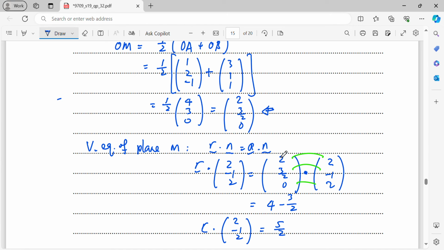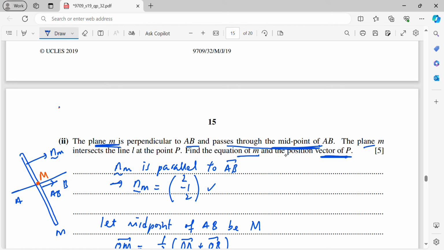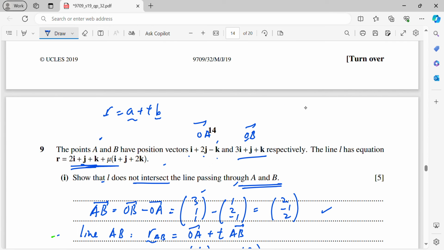Okay, this is the first part. Now, we need to find the OP. It's mentioned that the plane intersects the line L at the points P. So now I need to find out what my intersection point is. So copy this line L.